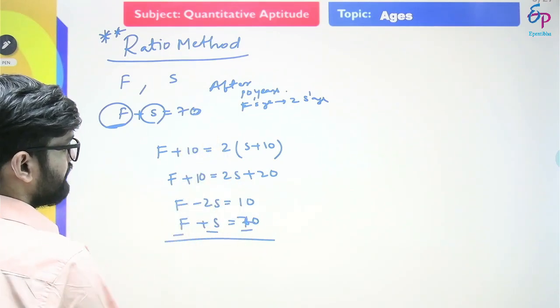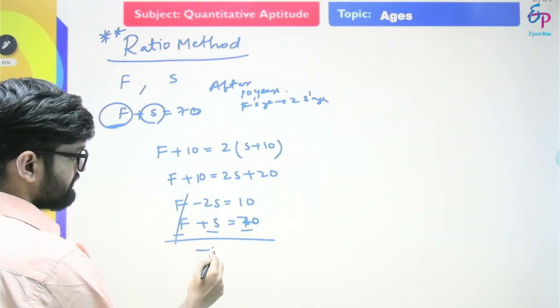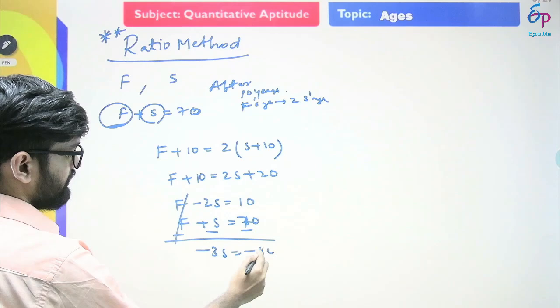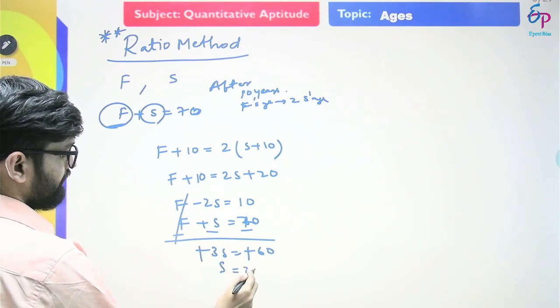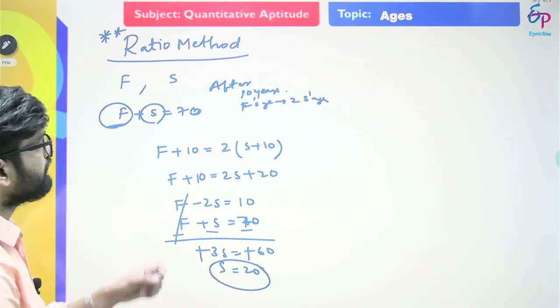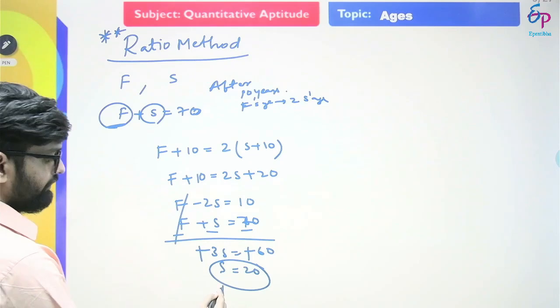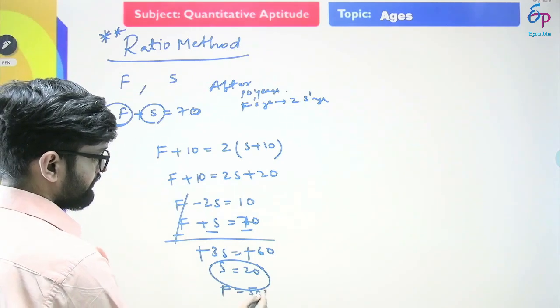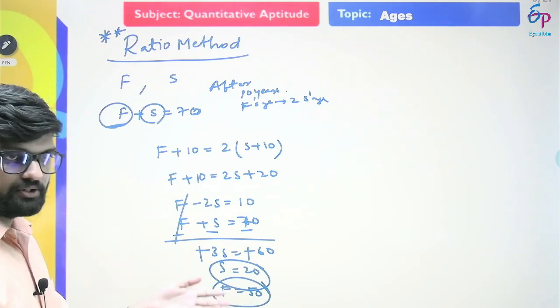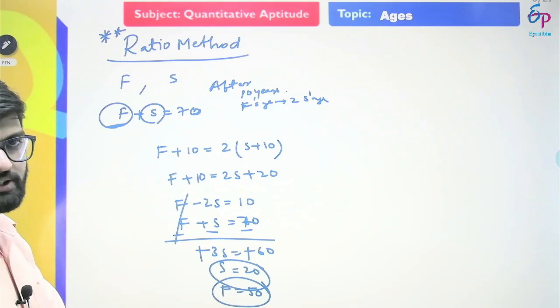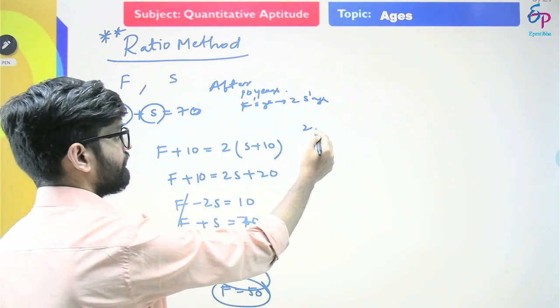Suppose if I take 70 here. So this is minus 3S is equal to minus 60. S age is equal to 20, but F age, father's age, will be 50. If you go by options like this, we got the son's age and the father's age, so there will be an option of 20 and 50, right?